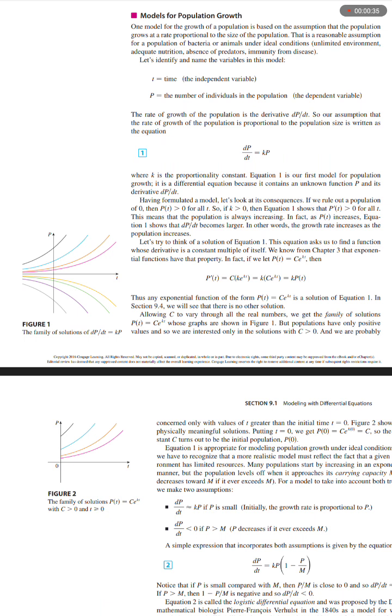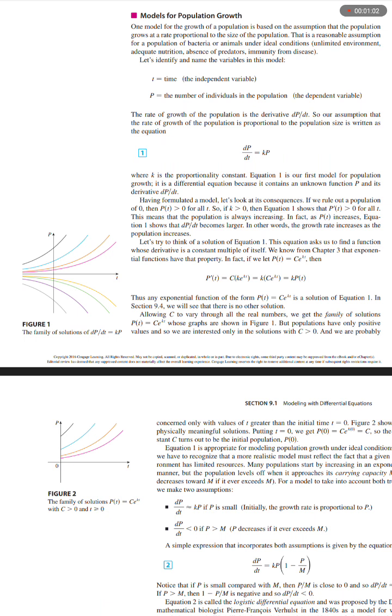Let's identify and name the variables of this model. t equals time, the independent variable. P equals the number of individuals in the population, the dependent variable. The growth rate of the population is the derivative of P with respect to t.